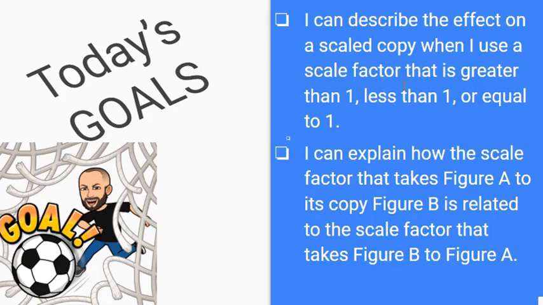I can explain how the scale factor that takes figure A to its copy figure B is related to the scale factor that takes figure B to figure A. We've kind of talked about this already a little bit, but we're going to delve deeper. So make sure you have today's I Cans, today's date, and your page number, and you are ready to go.